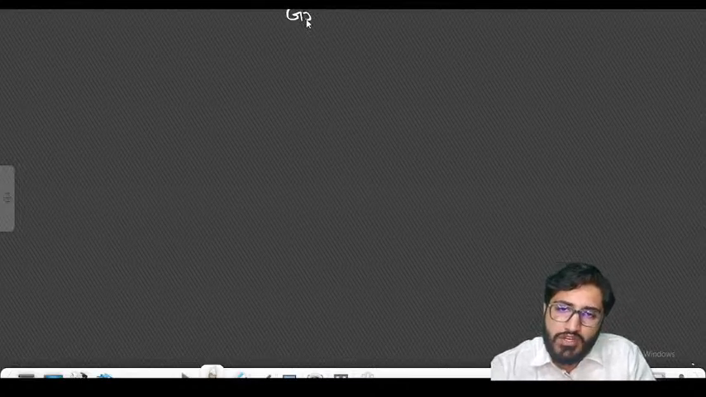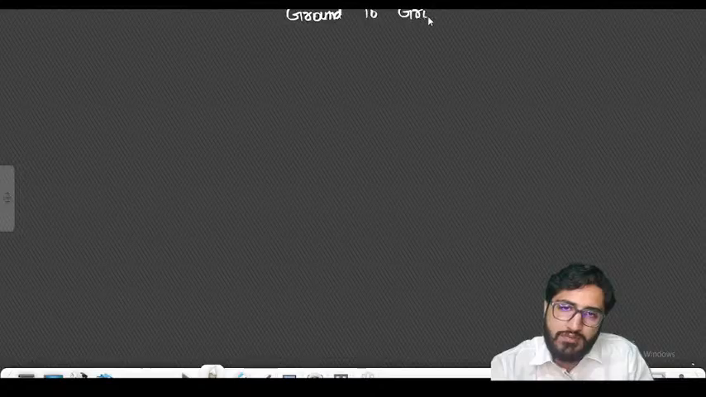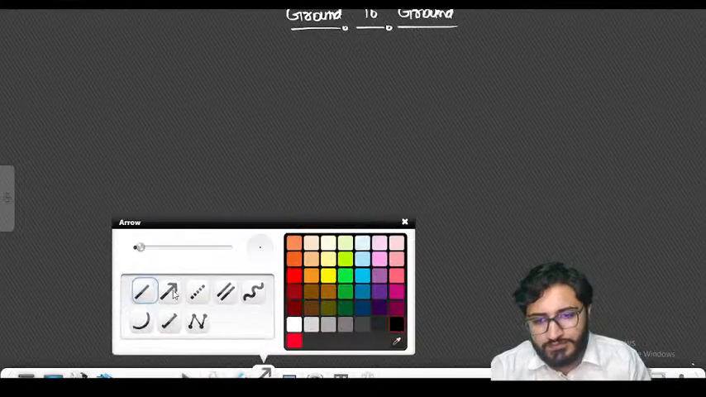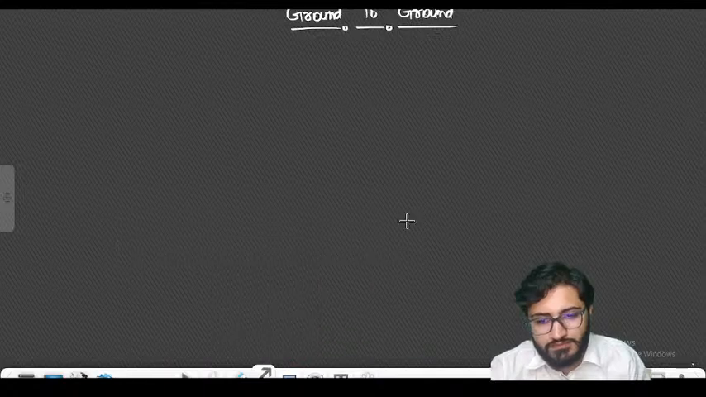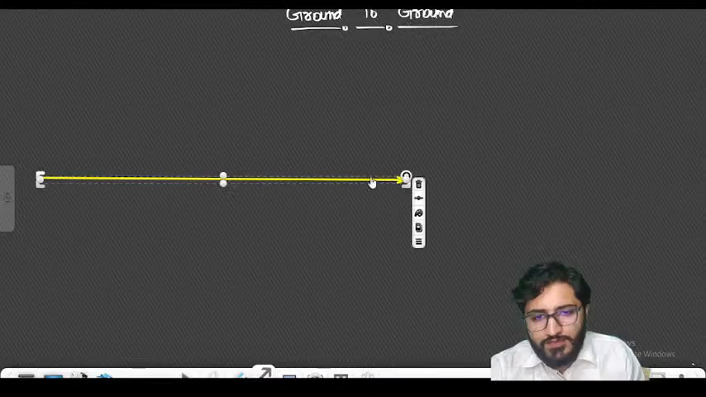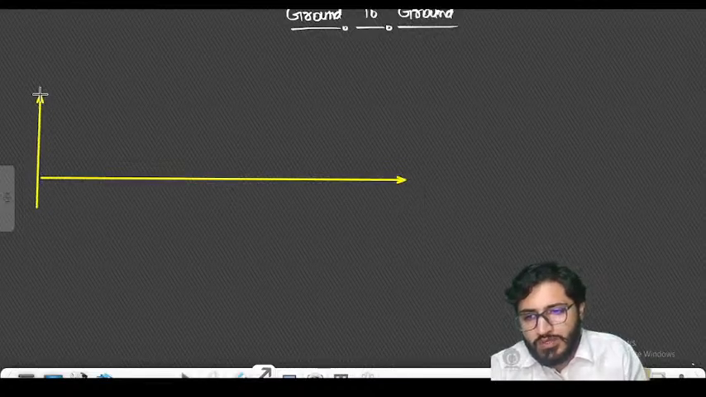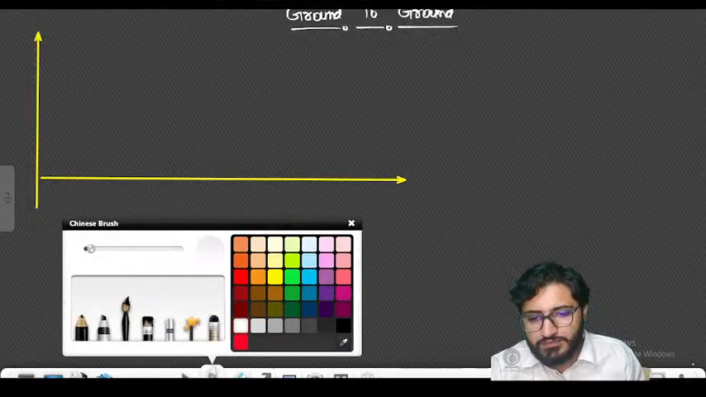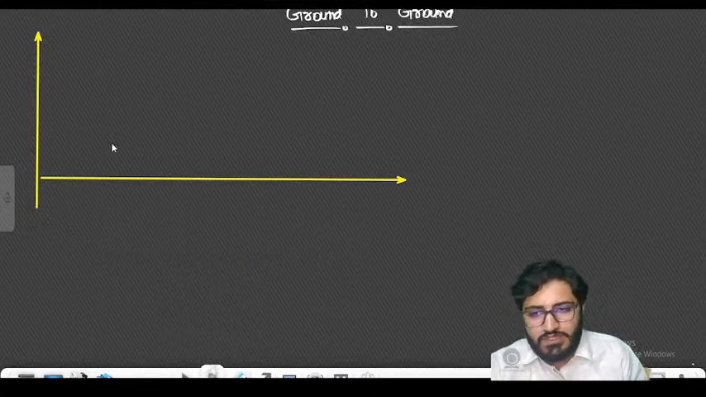ground to ground projection. Ground to ground projection. Ground to ground. Look now. This is my x-axis. This one is my y-axis. Done?